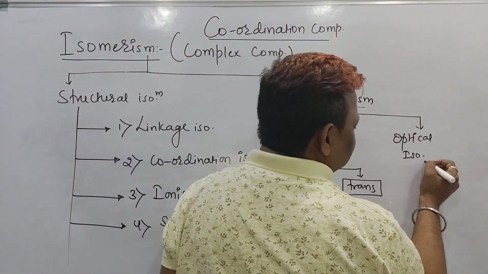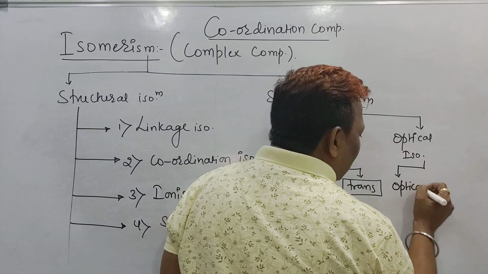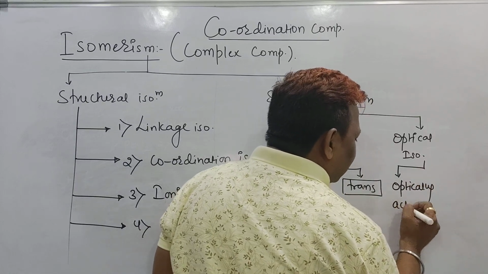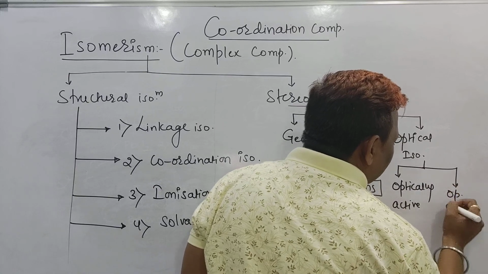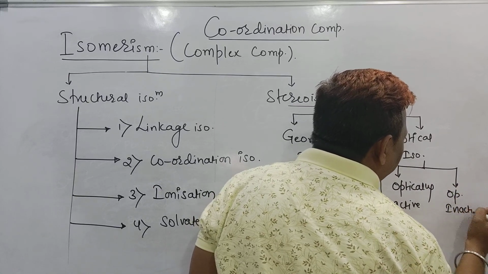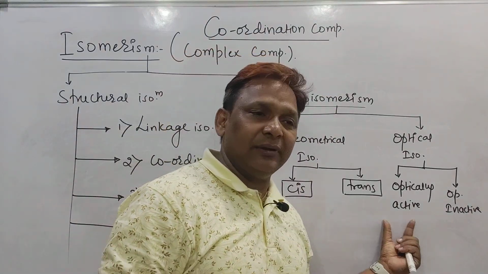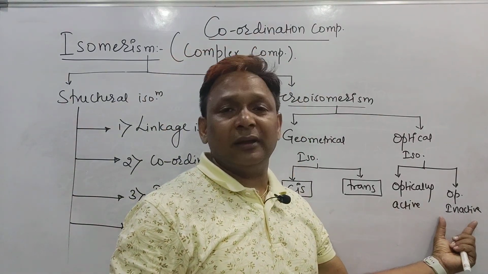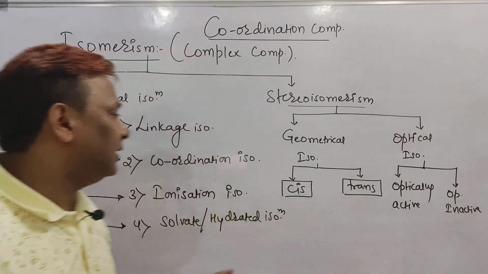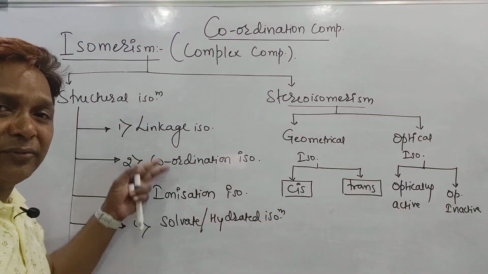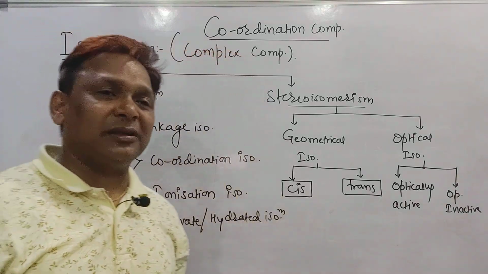Optical isomerism means some compounds are optically active, beta, and some compounds are optically inactive. So how to identify optical activity, how to identify optical inactivity, how to identify which one will show cis and trans, and how to go with the examples of all the four, that part we are going to discuss in this class. Please take a screenshot of this.